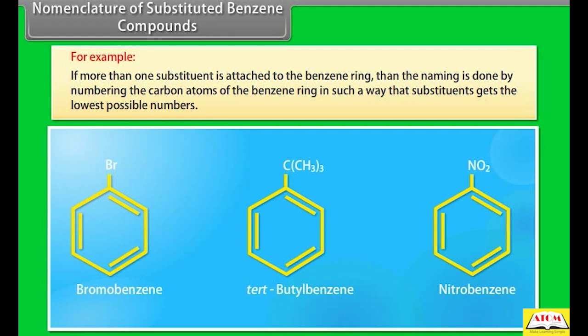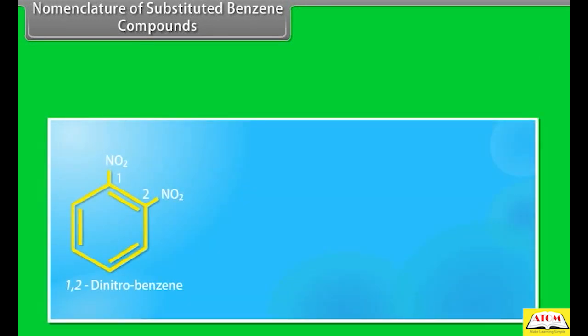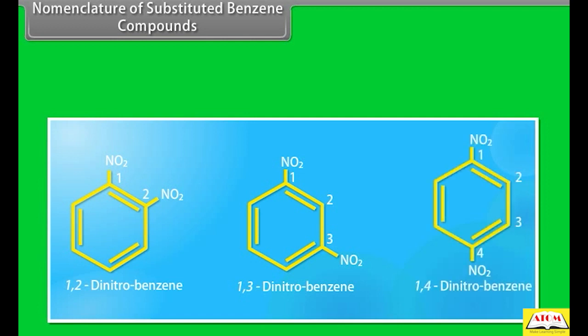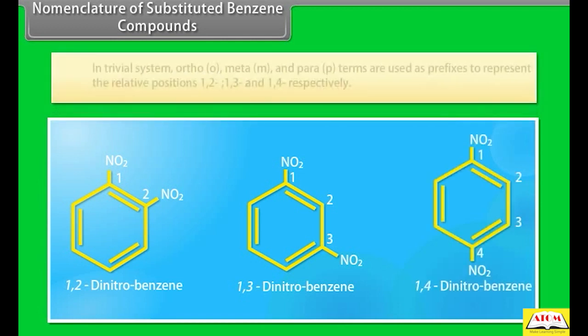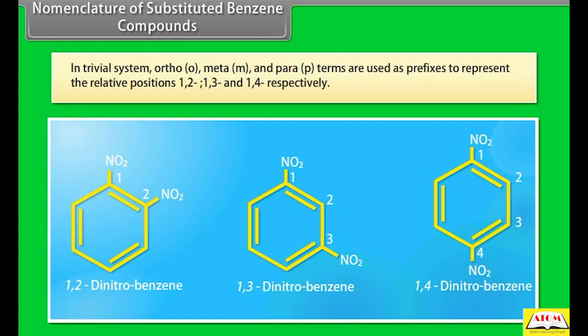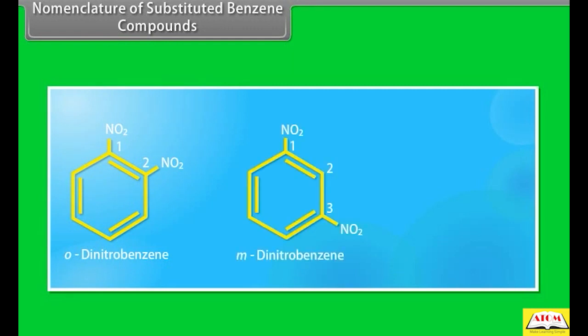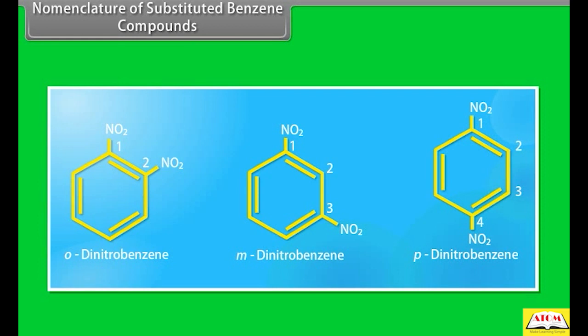If more than one substituent is attached to the benzene ring, then the naming is done by numbering the carbon atoms of the benzene ring in such a way that substituents get the lowest possible numbers. For example, 1,2-dinitrobenzene, 1,3-dinitrobenzene, 1,4-dinitrobenzene. In trivial system, ortho, meta, and para terms are used as prefixes to represent the relative positions 1,2, 1,3 and 1,4 respectively. For example, ortho-dinitrobenzene, meta-dinitrobenzene, para-dinitrobenzene.